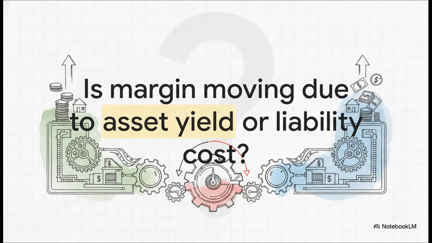Once you've got those numbers in front of you, you basically become a detective. If the margin is moving, why is it moving? Is it because of the asset side, meaning what the bank charges for its loans is changing? Or is it because of the liability side, meaning what the bank actually pays for its deposits is shifting? Diagnosing exactly which side of the machine is causing that change is totally key.